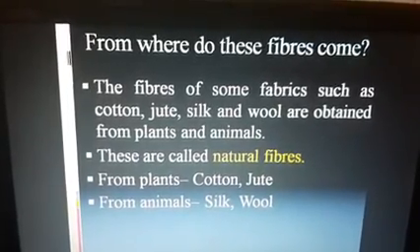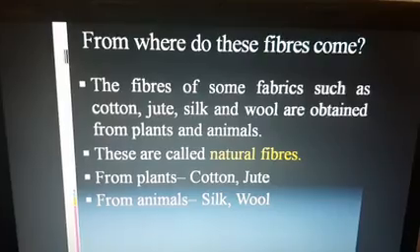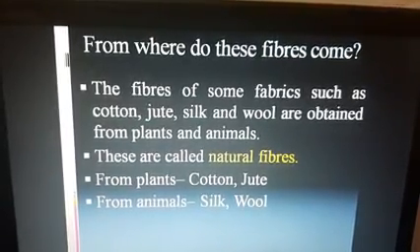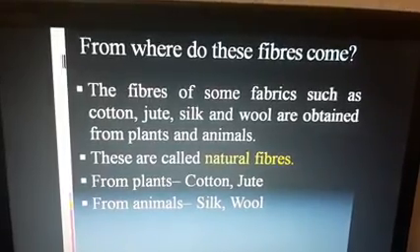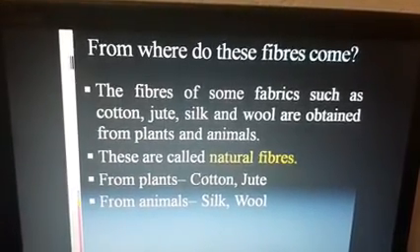You all know about silk. Silk is obtained from the cocoon, and wool is obtained from the hair of sheep or goat. Clear? So this is about natural fibers.